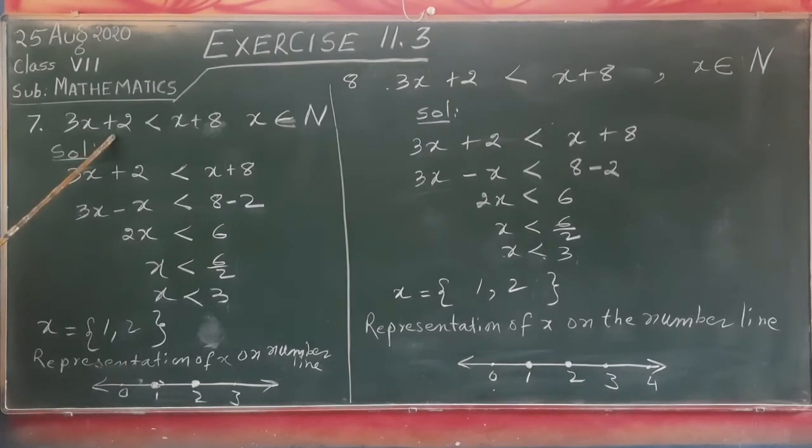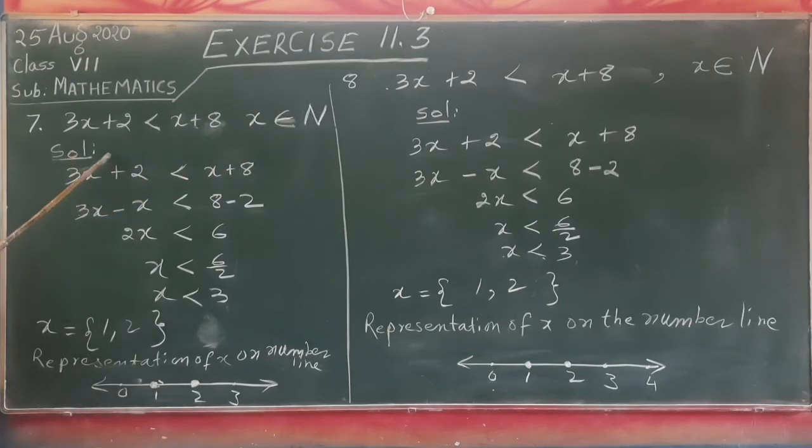And also in the question you'll see x belongs to natural number. That is the symbol for belongs to. Now solution. 3x plus 2 less than x plus 8. 3x minus x we will write, because we will bring that x to the left hand side.